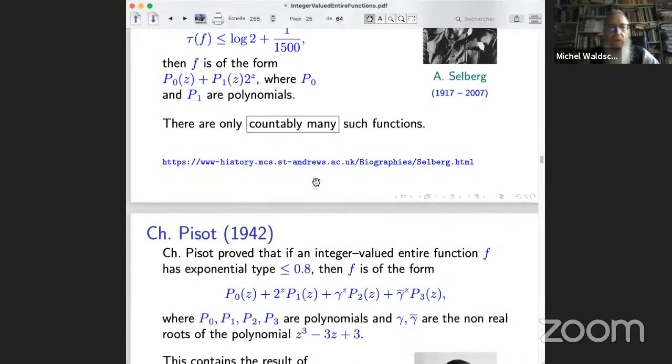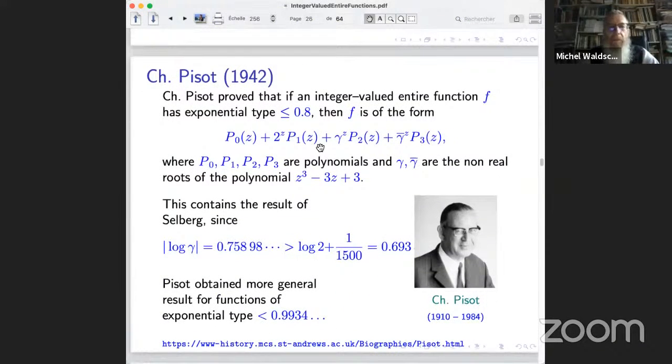Again, this is not the end of the story. Pisot went further because what Pisot proved is that if an integer valued function f of exponential type less than 0.8 is an integer valued function, then it is a polynomial plus 2 to the z times a polynomial plus gamma to the z p2 plus gamma bar to the z p3, where gamma and gamma bar are the non-real roots of the polynomial z cubed minus 3z plus 3. And Pisot went a little bit further because he even succeeded to get the result for the exponential type less than 0.9934.